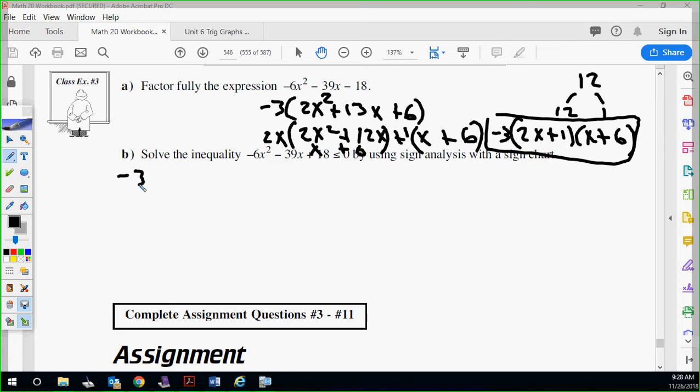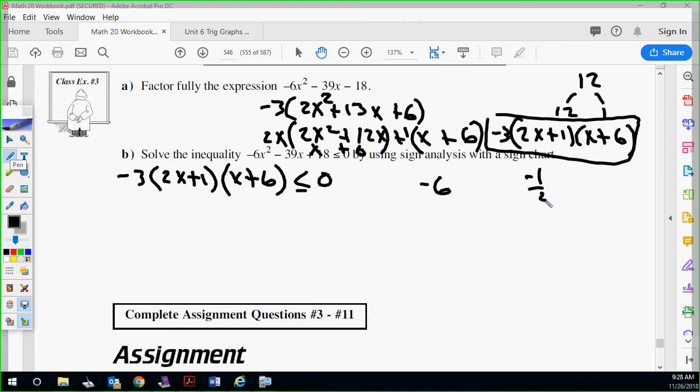So now if they want this, they want less than or equal to 0. So let's do the sign analysis chart. What are my zeros? Negative 1/2 and negative 6. So actually I want to write the negative 1/2 second. We're going to go numerical order, so we'll go negative 6, negative 1/2.